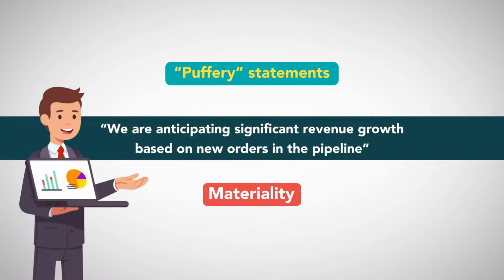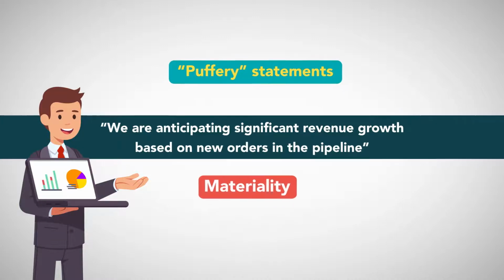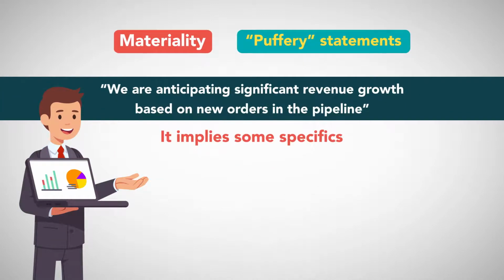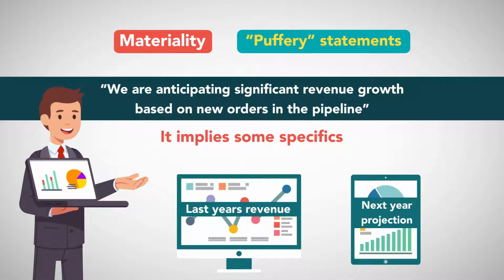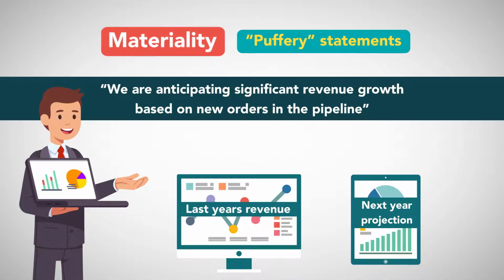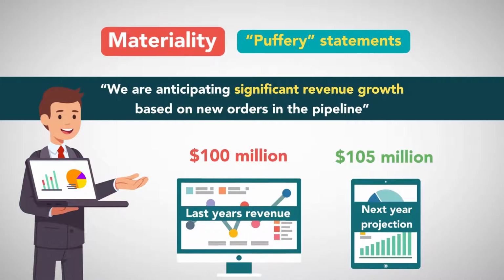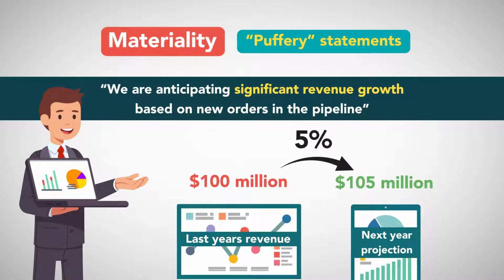Consider the statement, "We are anticipating significant revenue growth based on new orders in the pipeline." Although this is a somewhat vague statement, it implies some specifics, such as a comparison of next year's projections with last year's revenues and that new orders are in the works. To determine materiality, one must look at the statement in the context of other facts. If the company has also stated that it had revenues of $100 million last year and anticipates revenues of $105 million this year, the phrase significant growth might merely mean a 5% increase and nothing more. If revenue growth turns out to be 5%, investors would be hard-pressed to claim significant growth meant something more like 10 or 20%.